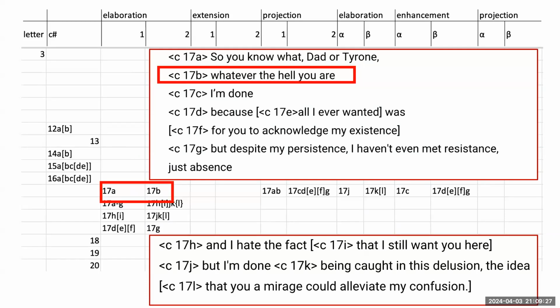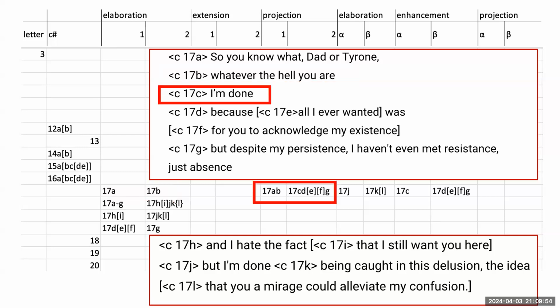17. I took 17A and B as a kind of elaboration, paratactic elaboration. It's like a sequence, so you know what, Dad or Tyrone, whatever the hell you are. That is sort of both are equal grammatically, so a sequence. A and B. So you know what, Dad or Tyrone, whatever the hell you are, I'm done.